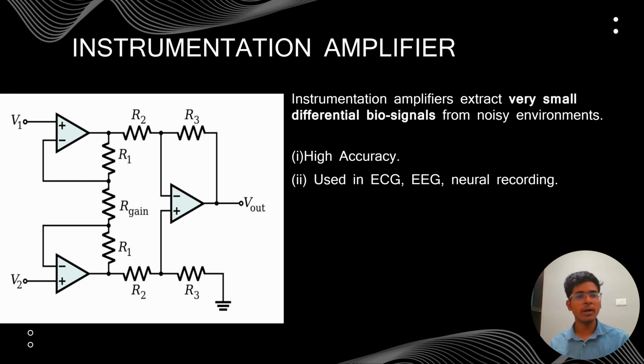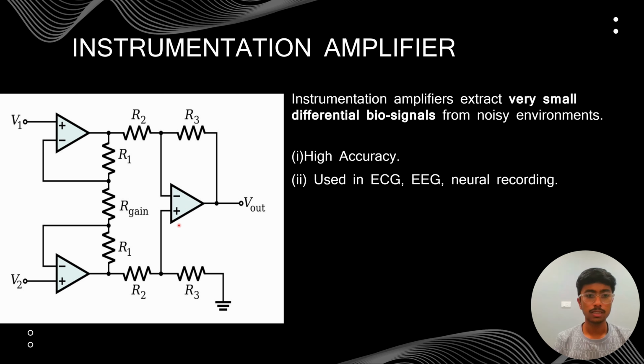Now let's move to a more advanced and very important circuit in biomedical electronics. The instrumentation amplifier is specifically designed to accurately amplify very small biological differential signals. The instrumentation amplifier helps extract the useful signals while rejecting unwanted noise. Here you can see the classic basic three op-amp instrumentation amplifier structure.